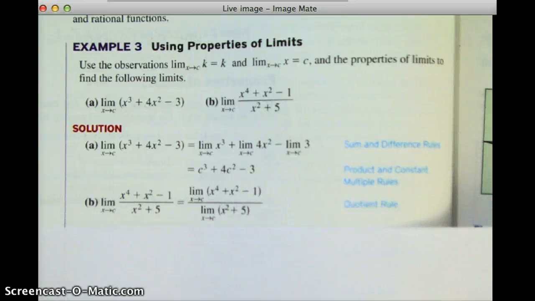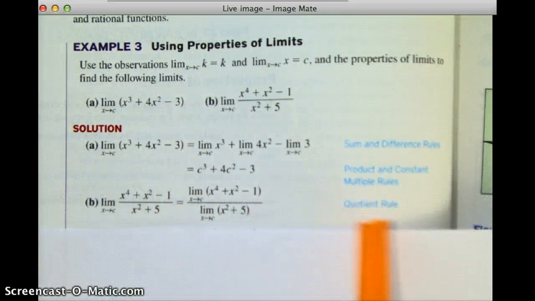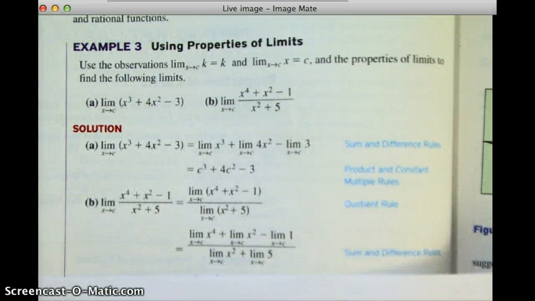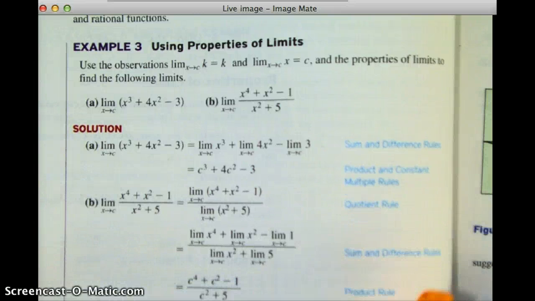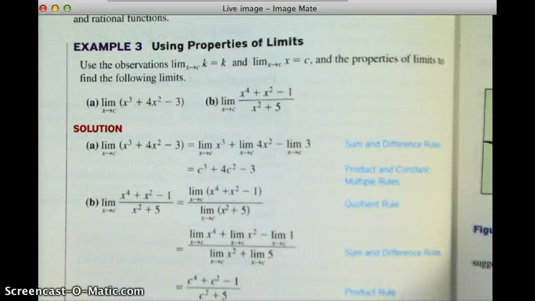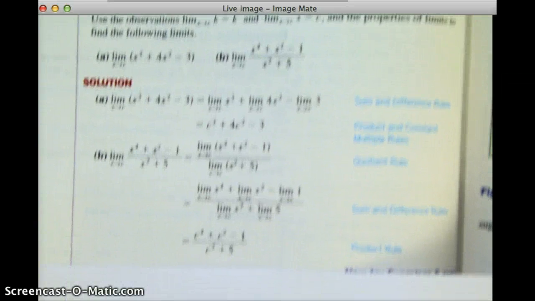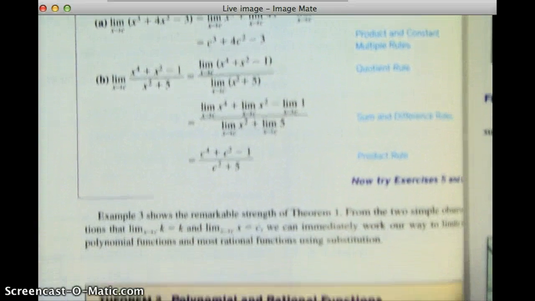Similarly, for the second one, we can do the exact same thing. We can break the limit into two limits using the quotient rule. We can break each of the tops and the bottoms into limits and apply the constant property and the identity property to get this simple expression. All of which is seeming like a lot of work for something that's very obvious. Well, it's good that it's obvious to you because it's becoming a theorem.